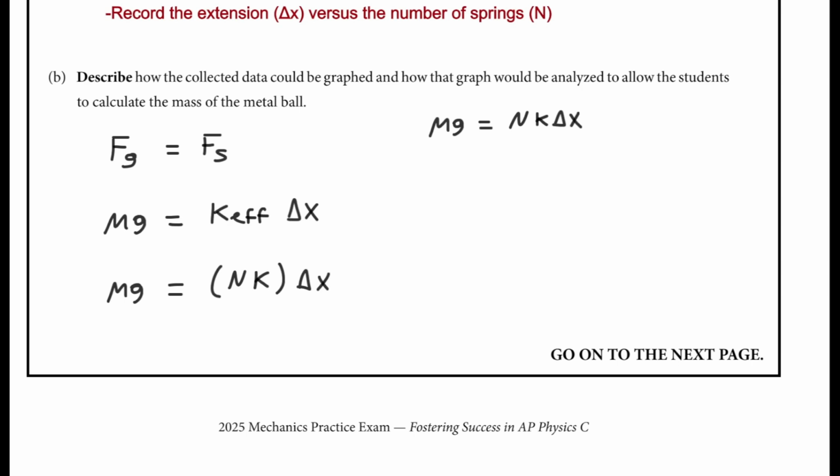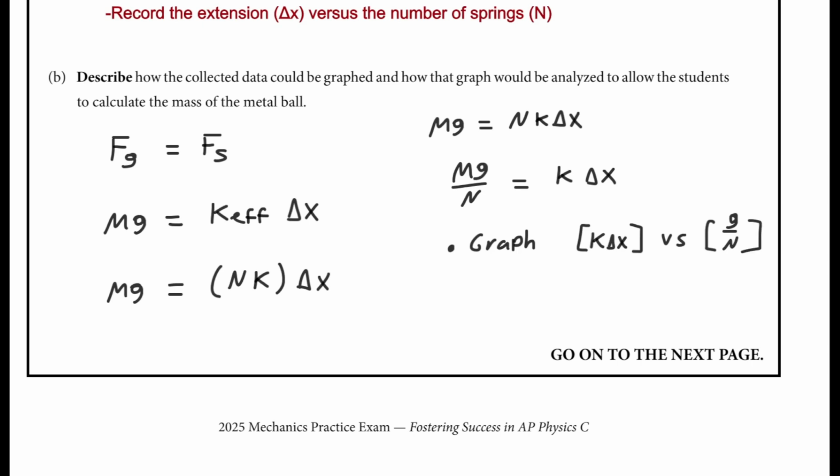So I'm going to divide both sides by n, and I would get mg over n is equal to k delta x. So I would say graph k delta x versus g over n, and then my slope is equal to the mass. Because again, all I'm doing is a clever grouping of my variables. So this is y, my k delta x, and this is x, g divided by n.